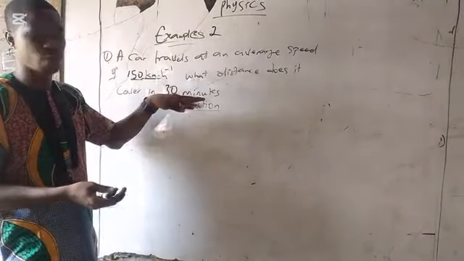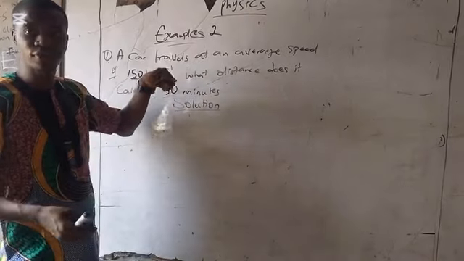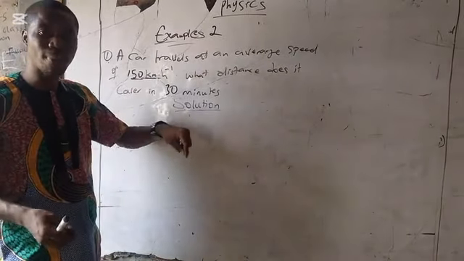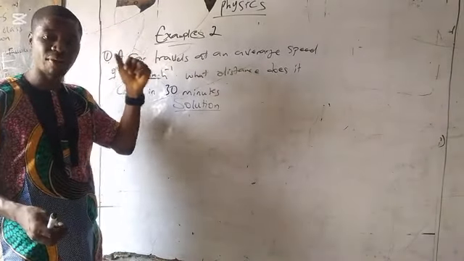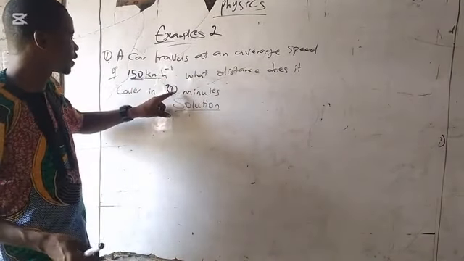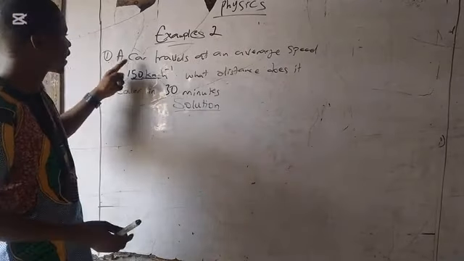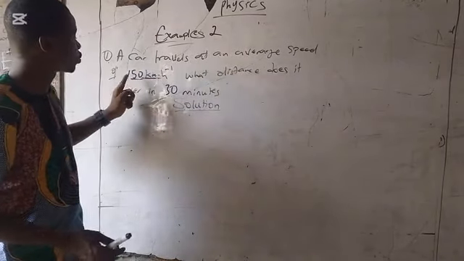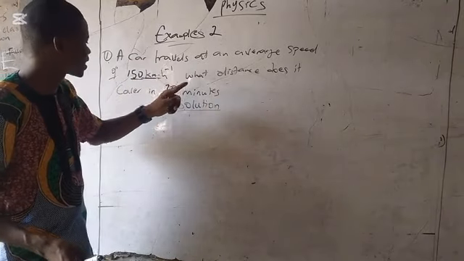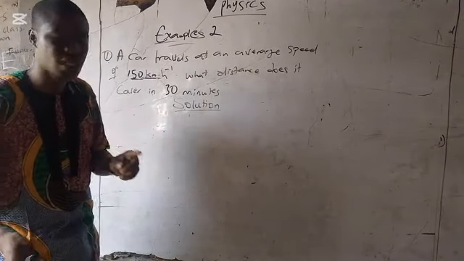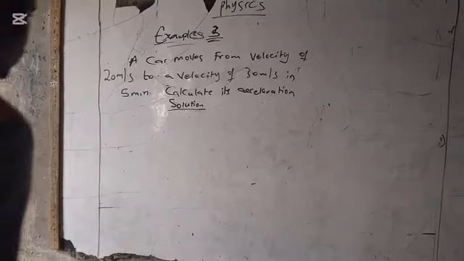So you can see this question, I already changed the question. This is example 2. I want you to solve this one yourself and drop the answer in the comment section if you actually understand the previous example I solved. It says a car travels at an average speed of 150 km per hour. What distance does it cover in 30 minutes? Drop your answer in the comment section.